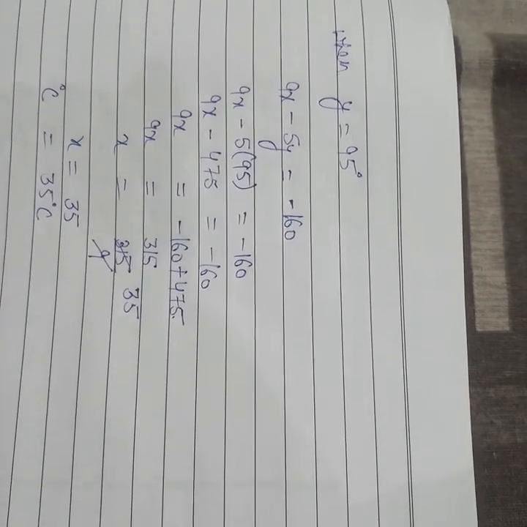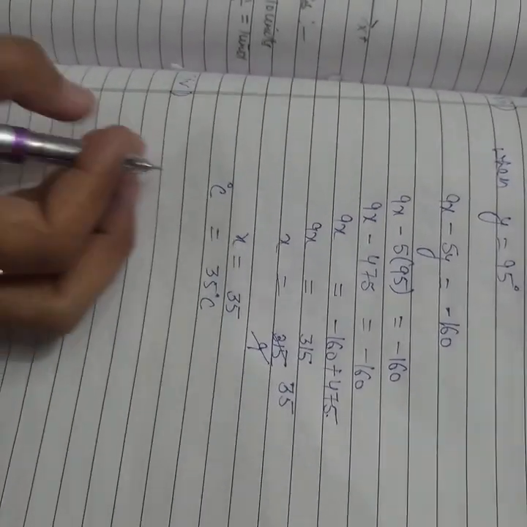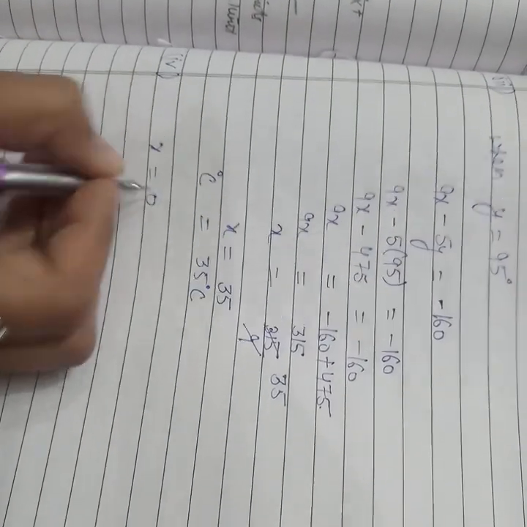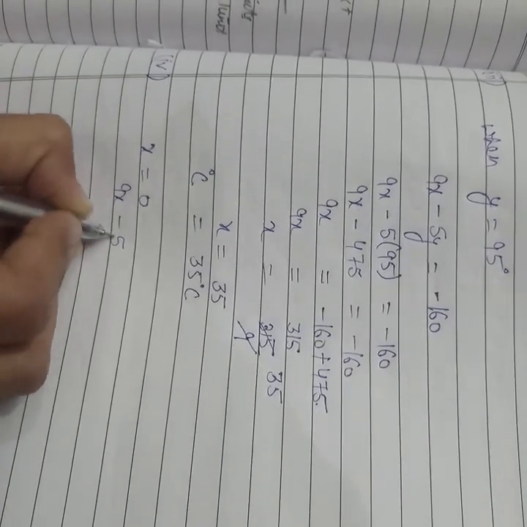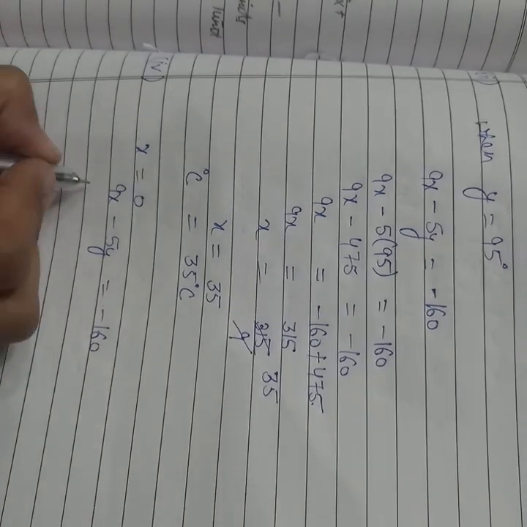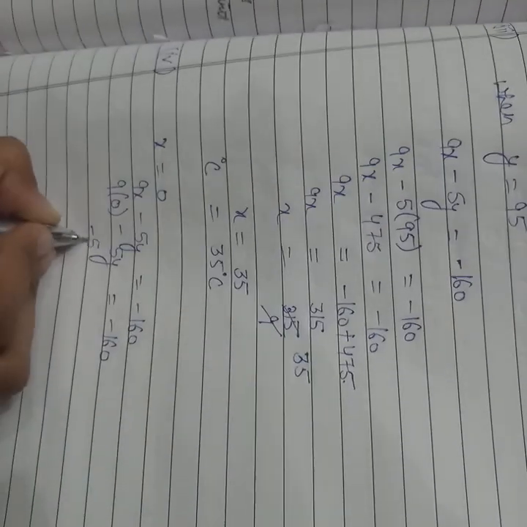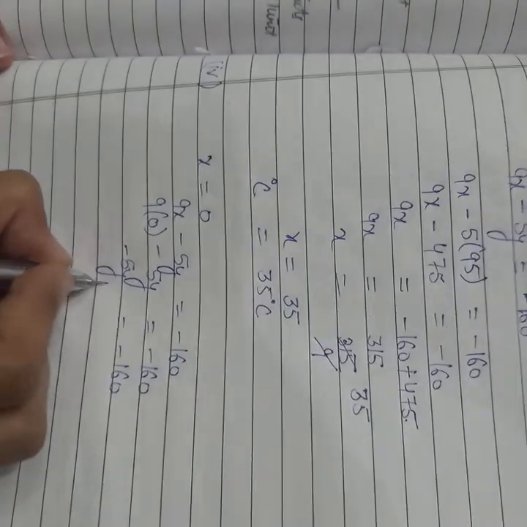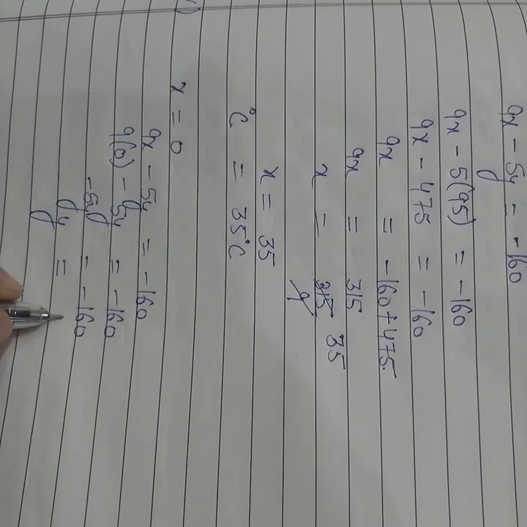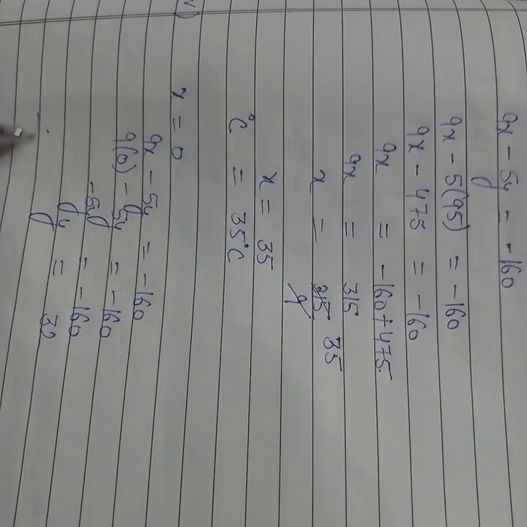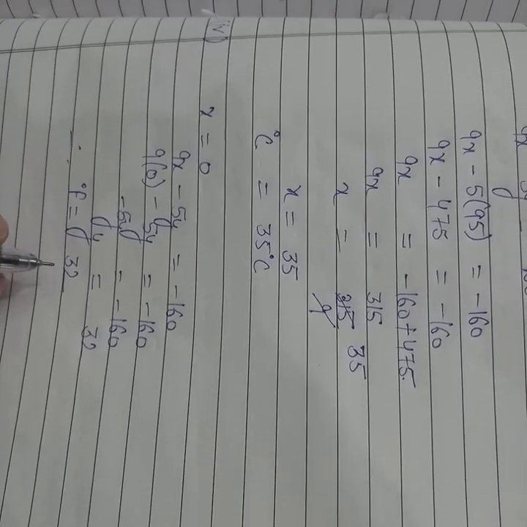Now x equals 35, and we have to write the temperature in Celsius, therefore degree Celsius equals 35 degrees Celsius. Now in the fourth part, if the temperature is 0 degrees Celsius, therefore x equals 0. Now we have to find the value. 9x minus 5y equals minus 160. X is 0, so minus 5y equals minus 160. Then y equals 32. Therefore degree Fahrenheit equals 32 when x equals 0.